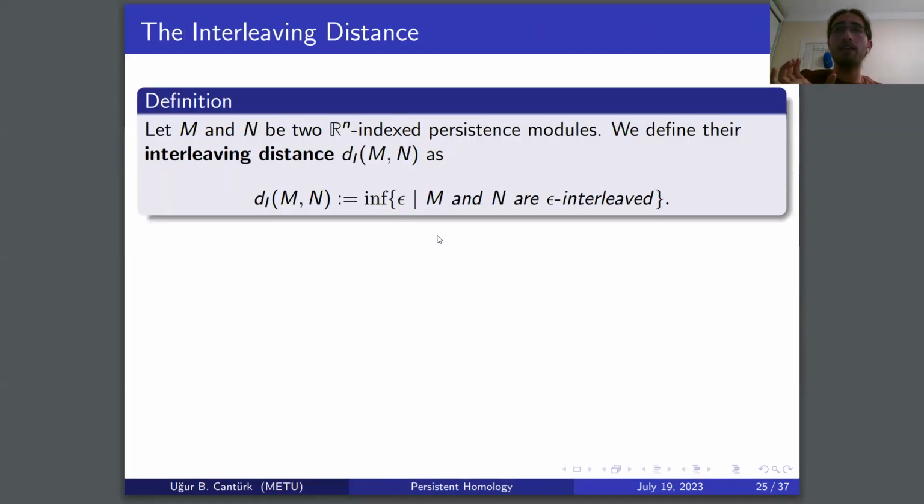By the way, isomorphic means zero-interleaved in this case. If you have two persistent modules which are zero-interleaved, then we can call them isomorphic. And we can define the interleaving distance in this form. We consider all the ε-interleavings, and we take the infimum of all such ε, and we say that this is our interleaving distance.